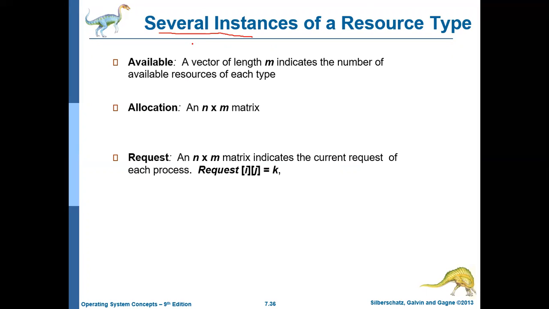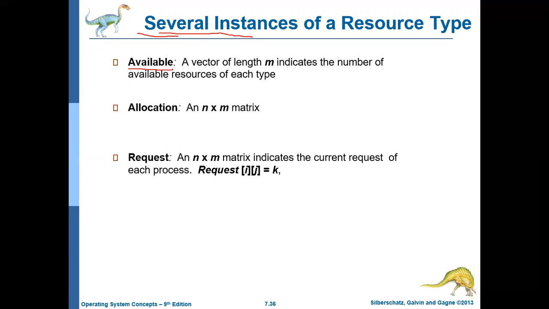When there is more than one instance of each resource type, how can we detect deadlock? See, this algorithm is very simple. It is very similar to the safety algorithm or the banker's algorithm, which we have discussed, with a slight difference. Here also we maintain one vector and two matrices.